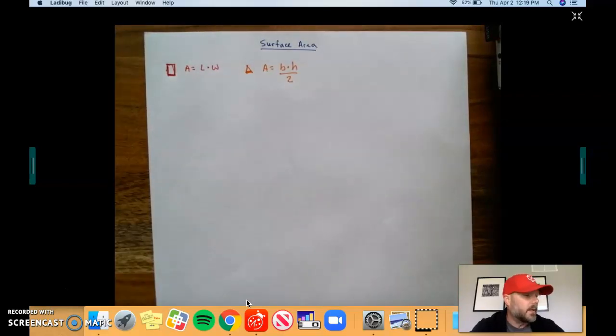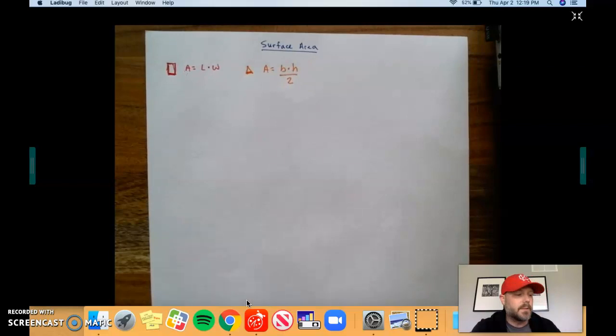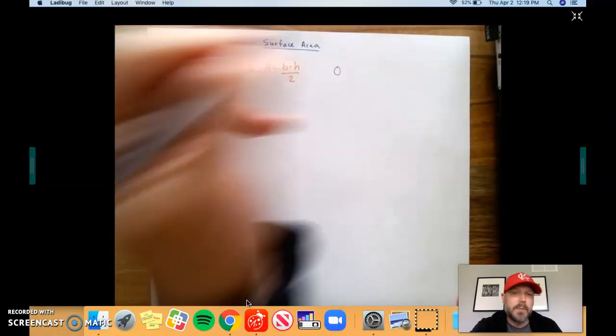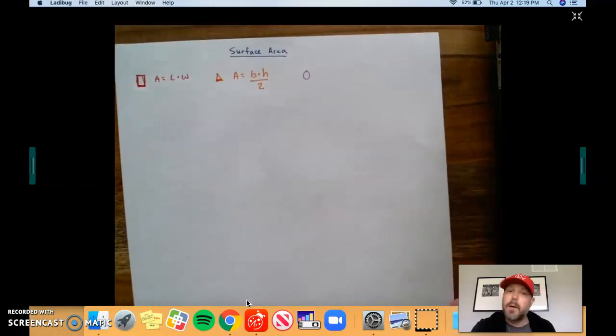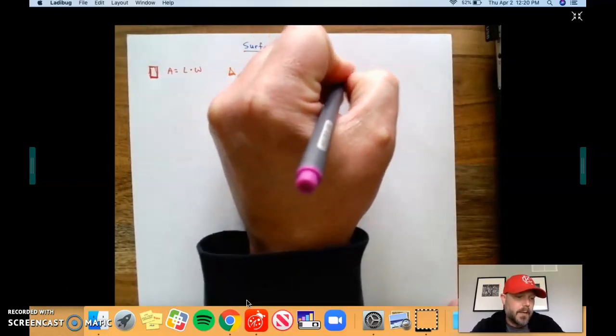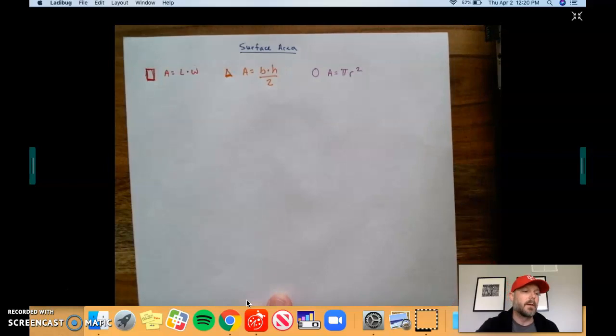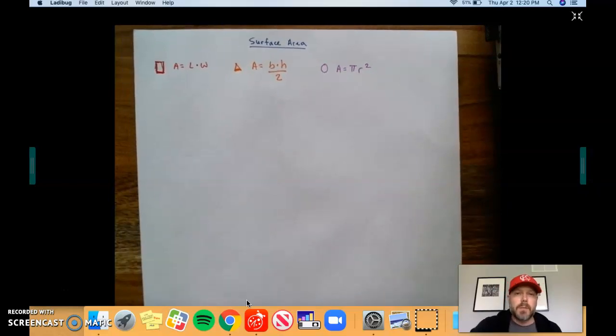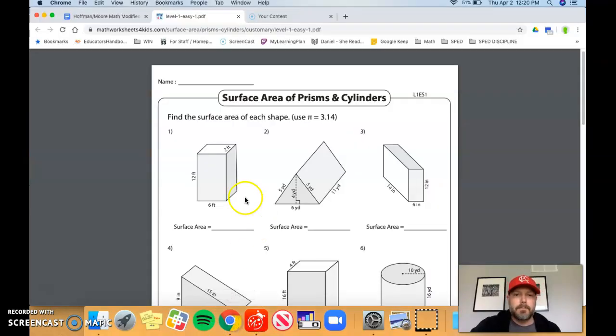And then finally, we have the area of a circle. And if you're in Ms. Hoffman's class, you know that pi are not round, pi are squared, right? Pi are squared. And remember, we always use 3.14 for pi, unless you're told to use something else. But we're going to use 3.14 today. Okay? So with surface area, let's look at the worksheet again.